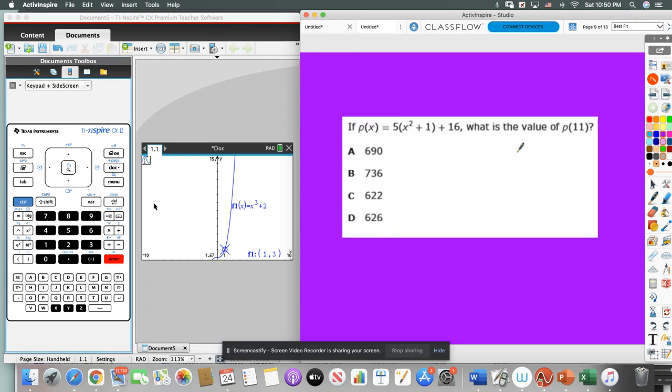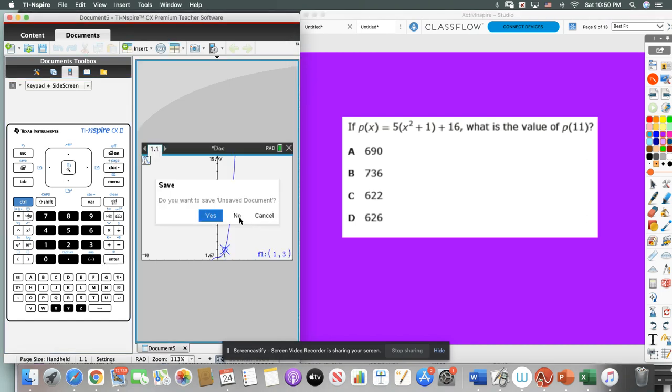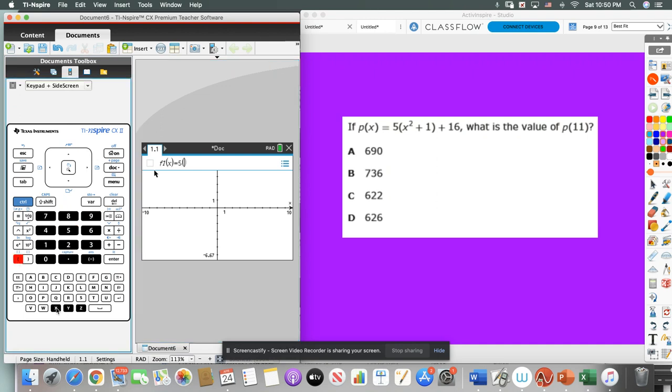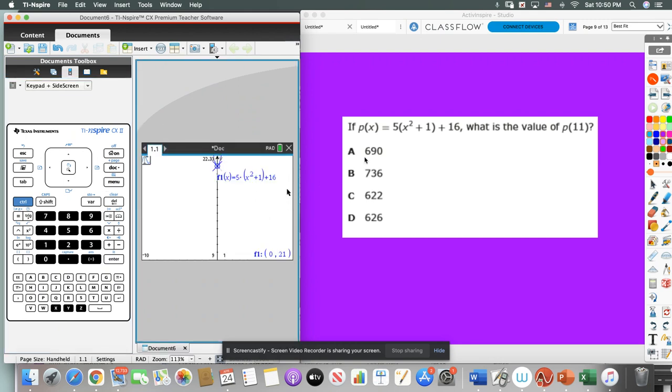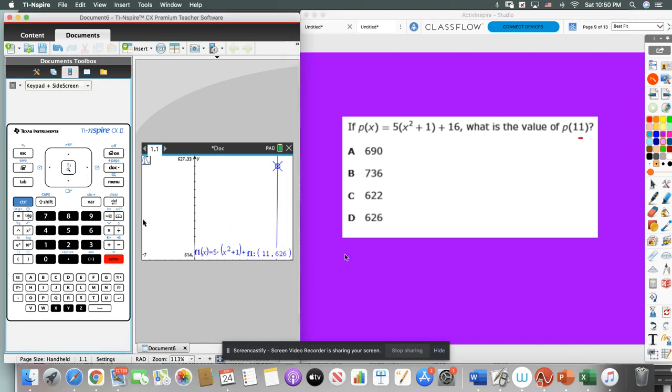Okay, here's one for you to try on your own. So you should have come to the calculator. Add the graph. X squared plus 1 plus 16. Enter. Menu. Trace. Graph trace. And my input they gave me is 11, so I'm just inputting 11. And the output is 626. And so there's my solution.